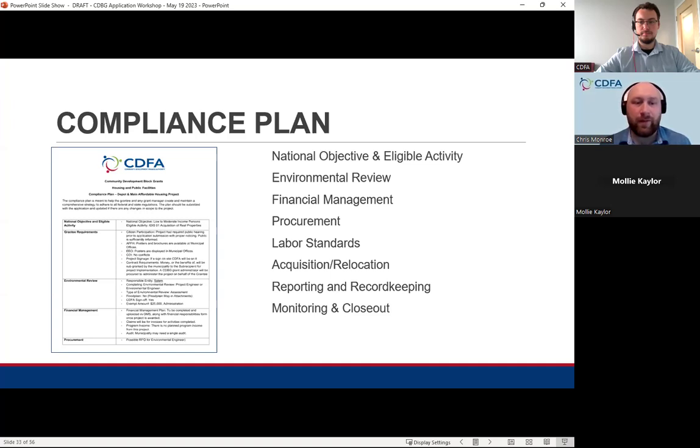So you don't have to have all of these items complete by the time of your application, but you do have to have this compliance plan in place, and the details of who is going to be responsible for these different sections and how you're going to meet the requirements outlined in these different sections. And additional details on each of those topics can be found on our resource hub, our resource website, which I believe was linked in the chat.